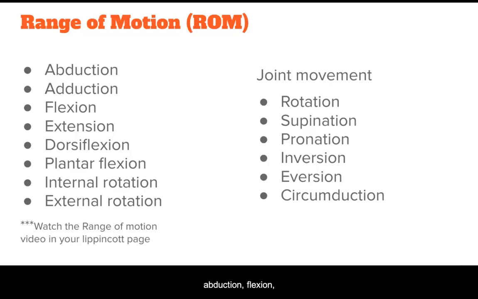Abduction, adduction, flexion, extension, dorsiflexion, plantar flexion, internal rotation, and external rotation are all range of motion activities, and you will need to know what these are. If you get a question on your test that says, I am providing passive range of motion to my quadriplegic patient and doing adduction exercises of the arms, how would the client's arms be moved?